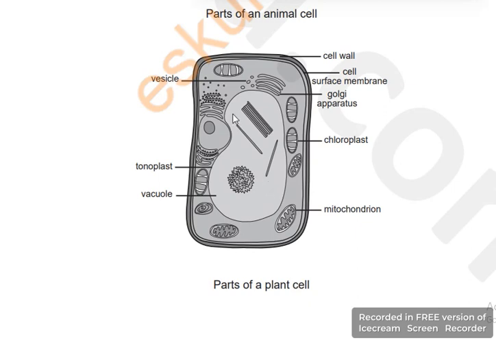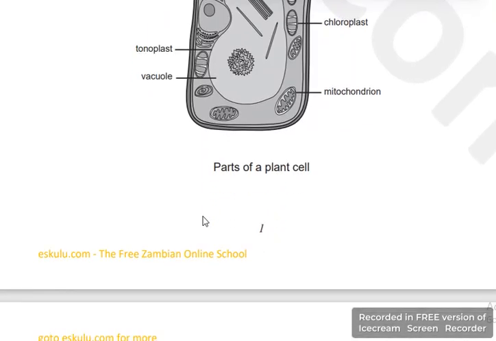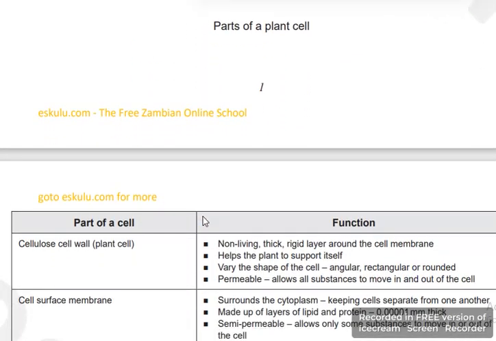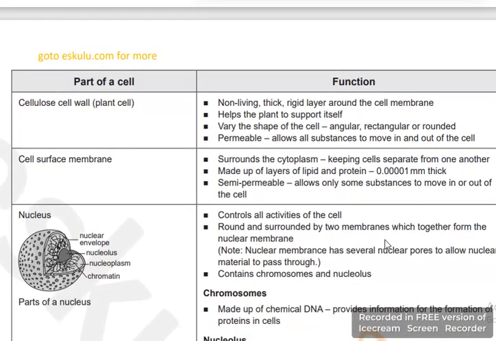These are the parts of the plant cell. From there, we have the parts and their functions.